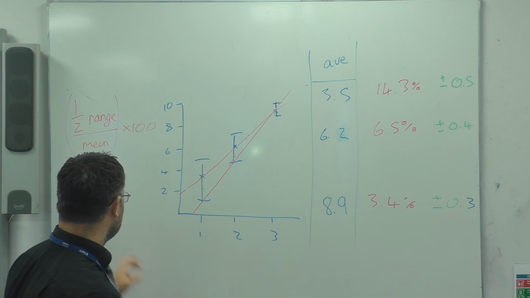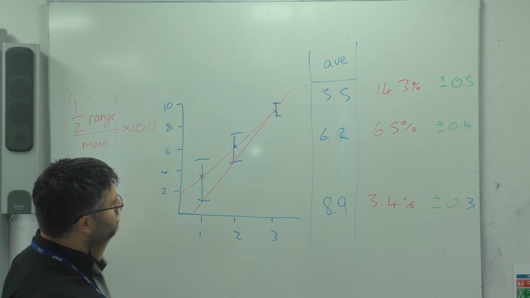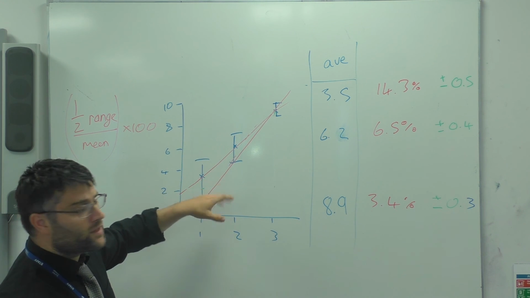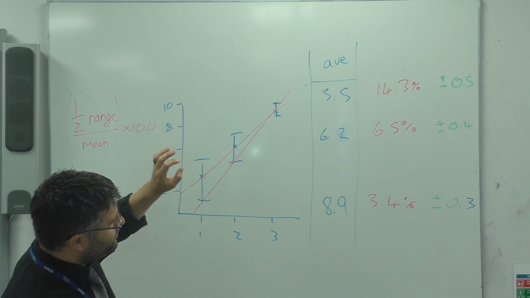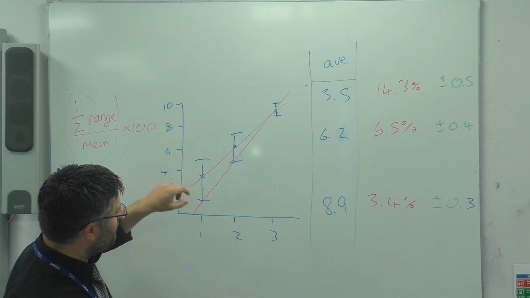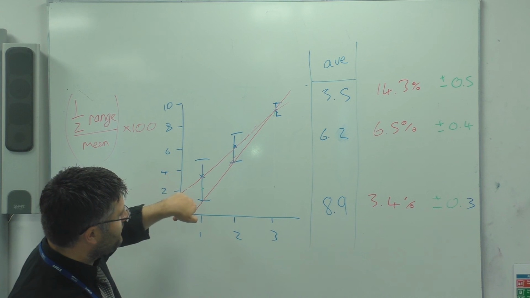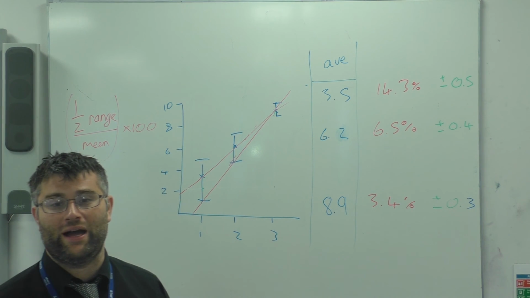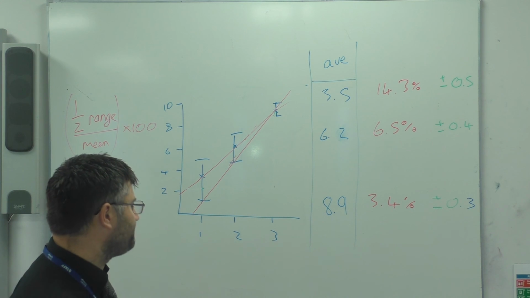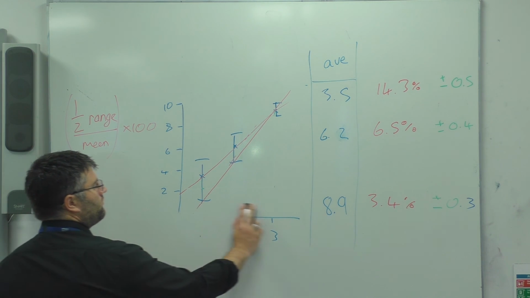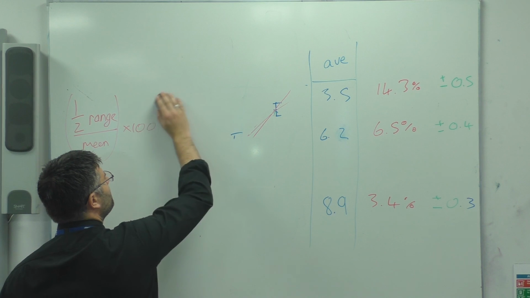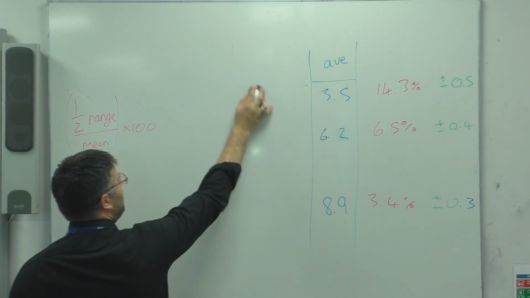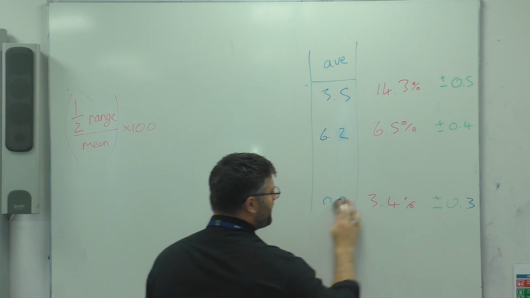Right, so once you've done that, you're pretty much good to go. And you've got a best line of best fit, you've got a worst line of best fit, and the difference between that represents essentially a plus or minus value. Okay?